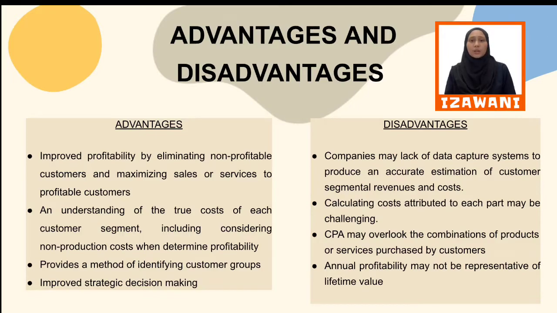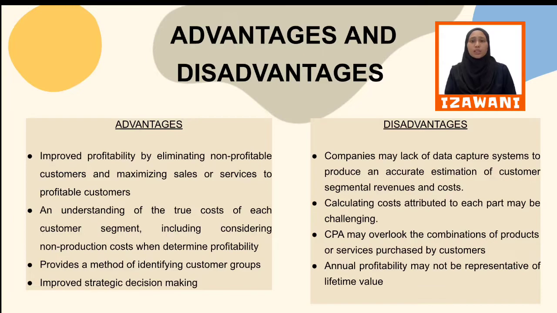Second, there may be practical difficulties or challenges in calculating costs attributable to each segment, since implementing ABC is often challenging for many companies. Third, CPA also may overlook the combination of products or services purchased by customers. Customer profitability will depend on the mix of products or services, but some specific underperforming products or services might be included, and this overlook will impact the sales of the other product to the customer.